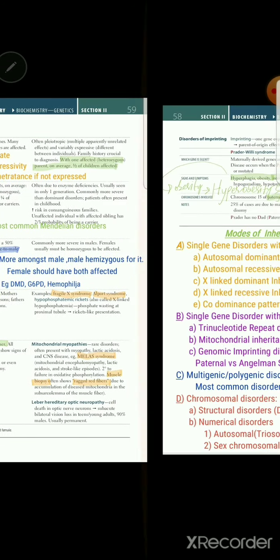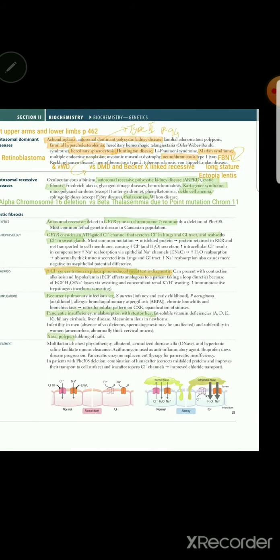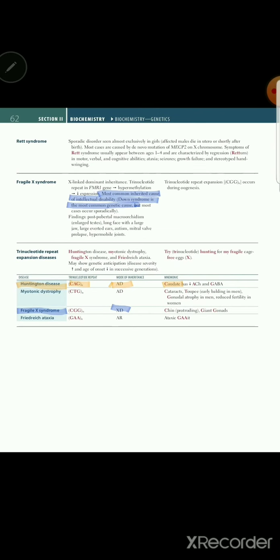And the third type is trinucleotide repeat disorder. These are Huntington disease, myotonic dystrophy, Fragile X syndrome. Most of them are also included in single gene disorder with classical inheritance pattern, but they have three nucleotides repeated in a sequence, so that's why they are in the subcategory of trinucleotide repeat disorder. Otherwise they are either autosomal dominant, like Huntington disease, or Fragile X syndrome, which is an X-linked recessive disorder in its true sense. So these three and four examples are discussed here on page 62.